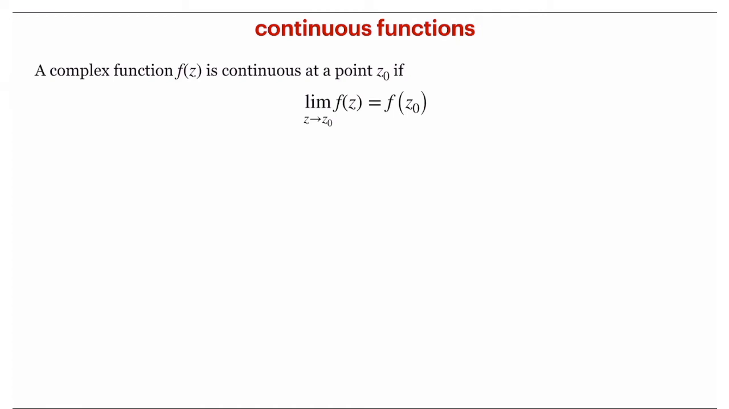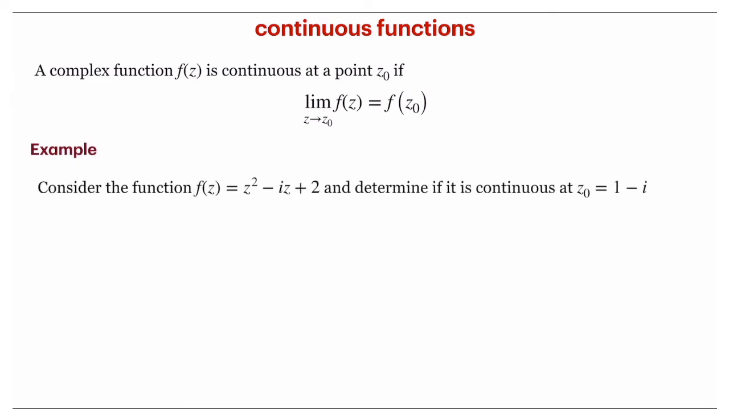Let's go to continuity of a function. A complex function f of z is said to be continuous at a point z naught if the limit as z goes to z naught of f of z is equal to f of z naught. So the limiting value now has to be the value of the function itself. Then only the function becomes continuous.